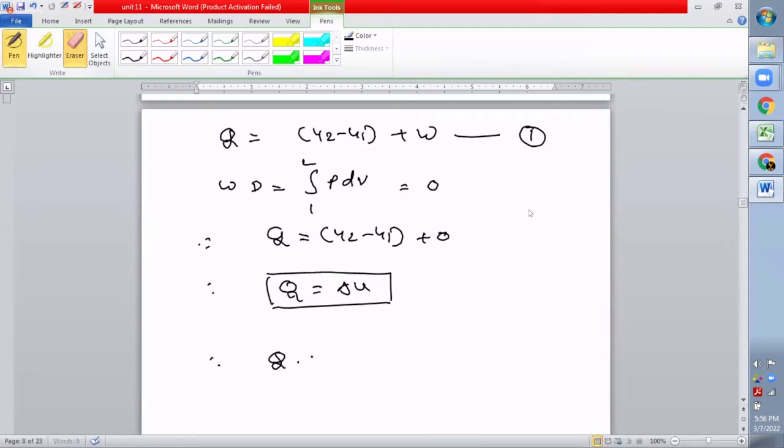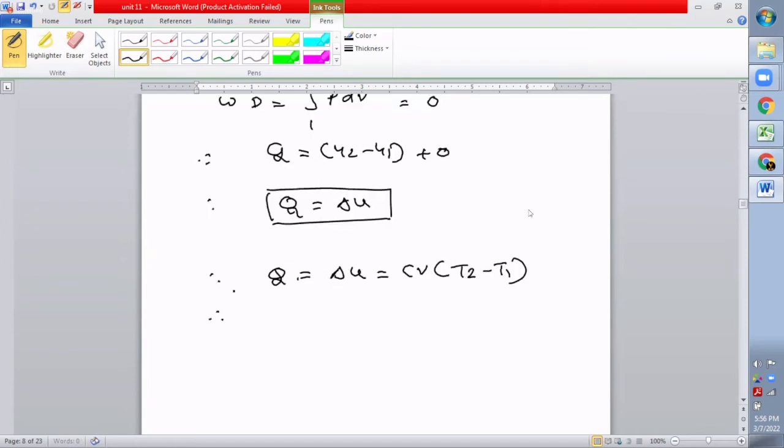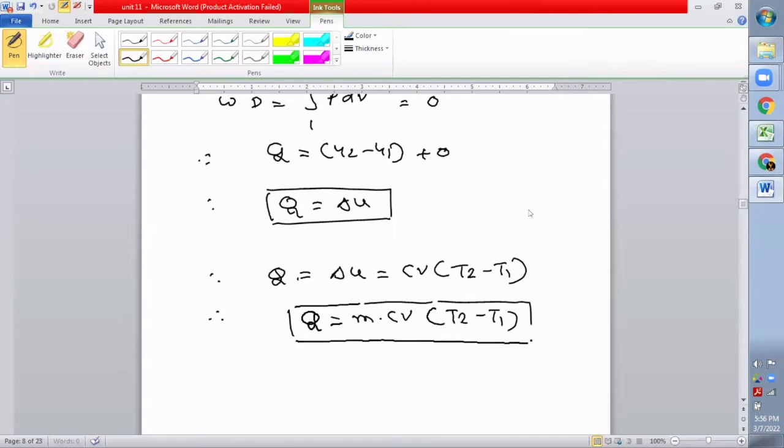From Joule's law, we also understand that Q is equal to del U, and this del U is equal to CV multiplied by T2 minus T1. So Q is also equal to CV multiplied by T2 minus T1. For m kg of working substance, Q is equal to m multiplied by CV multiplied by T2 minus T1.